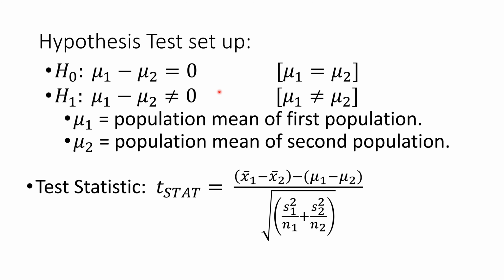Just like what we learned in other types of hypothesis testing, we need to state the null hypothesis first. So the null hypothesis will be mu1 minus mu2 equals 0, or equivalently mu1 equals mu2. And the alternative hypothesis will be mu1 minus mu2 doesn't equal 0, or in other words, mu1 doesn't equal mu2. The mu1 represents the population mean of the first population or first group, and mu2 equals the population mean of the second population. And this is the formula you can use to calculate the test statistic.